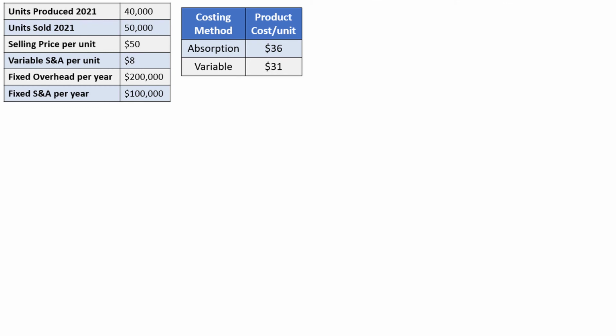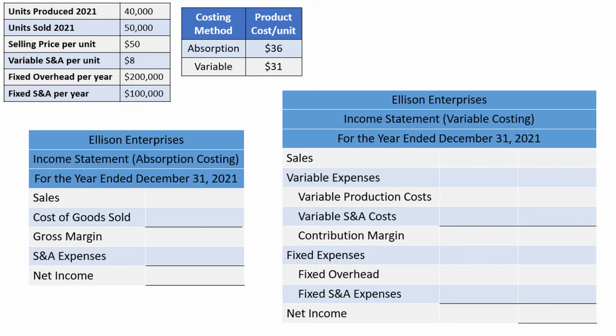Okay, we have one more year to complete income statements for, which is for 2021. This time the number of units produced is 40,000, which is less than the 50,000 units sold. You've had the opportunity of watching me complete these income statements twice now, so now it's your turn. Pause the video and see if you can complete both of these income statements. Also, try to guess which costing method will result in higher net income this year, and by how much.